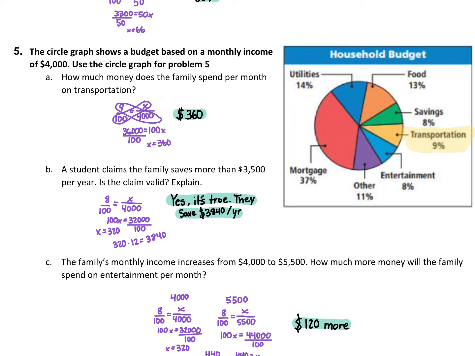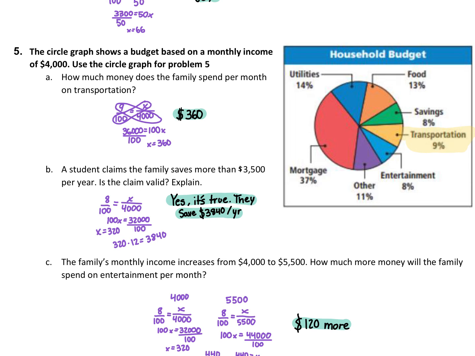Letter B, a student claims the family saves more than $3,500 per year. Is this claim valid? Well, remember, this graph is a monthly graph. So first we need to figure out their savings is 8%. And when they said savings, they didn't mean like a discount that the family gets. They meant how much do they put aside? How much do they not spend from their paychecks? They put in their savings account. That's what they meant by savings, in case you were confused.